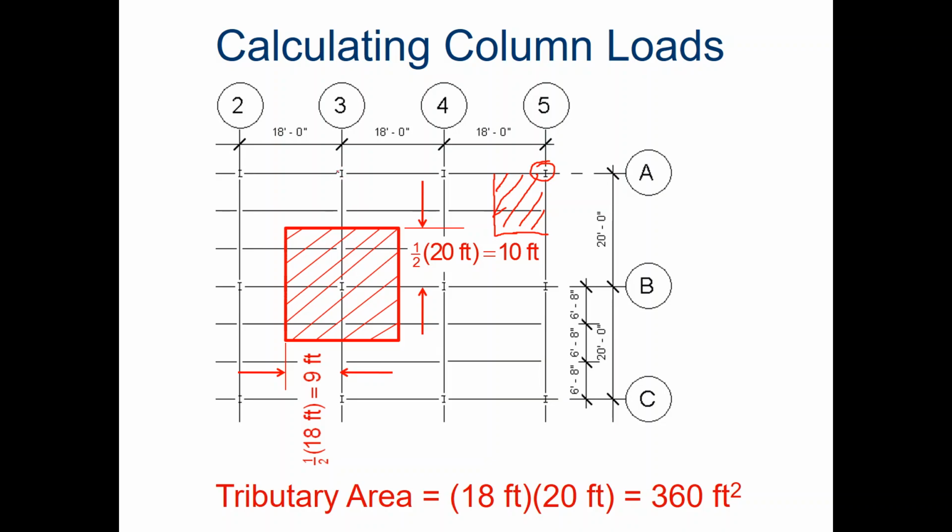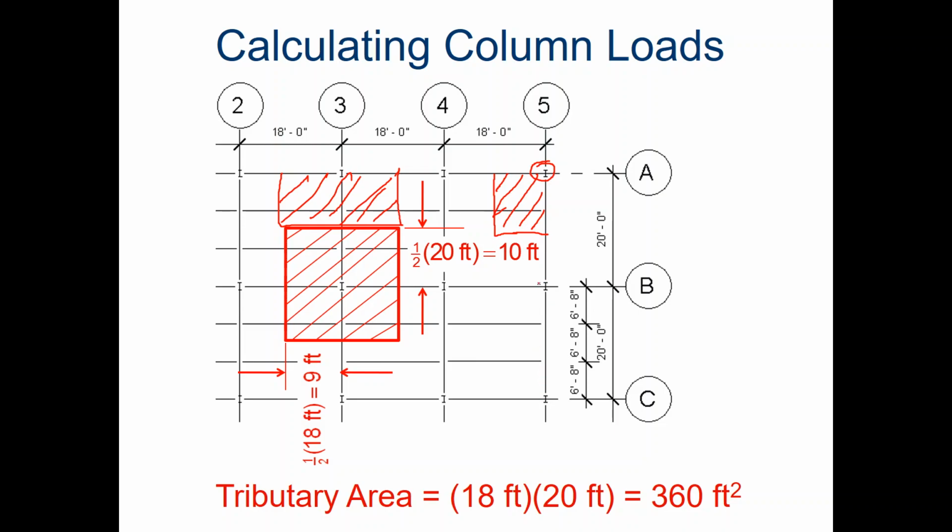And then if you have a column that's on the side here, it's just going to be half of the tributary area of one of the interior columns. So assuming that this is an exterior wall here, that's how you would do the corner and the side column. Same with, let's say you have a girder.